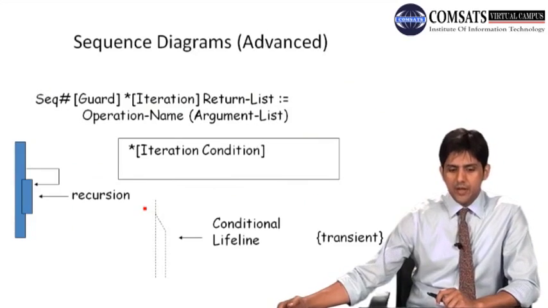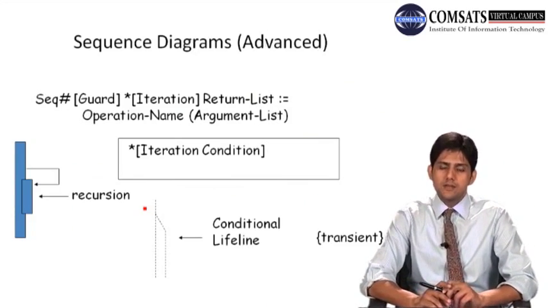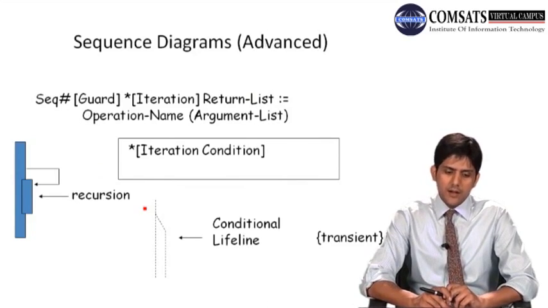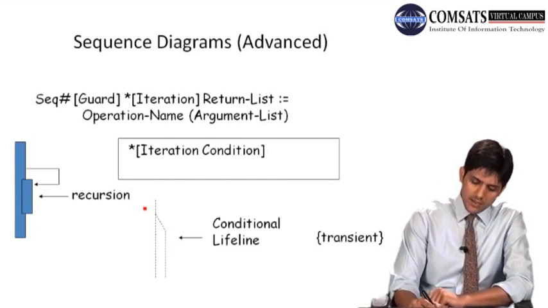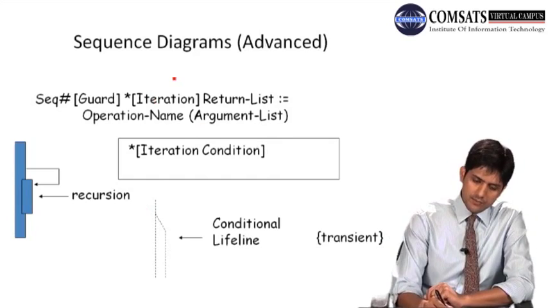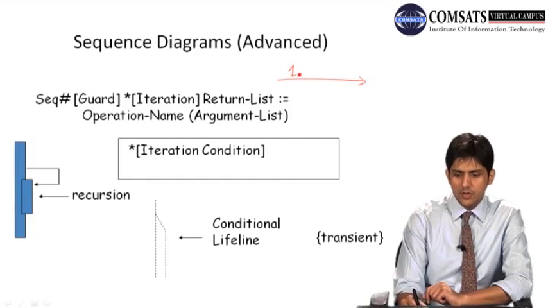Now there are some advanced notations when we are drawing system sequence diagrams. We can also have a sequence number attached to a message. Whenever we are writing a message, for example on this arrow, we can have something like 1.message. So this basically is the sequence number.